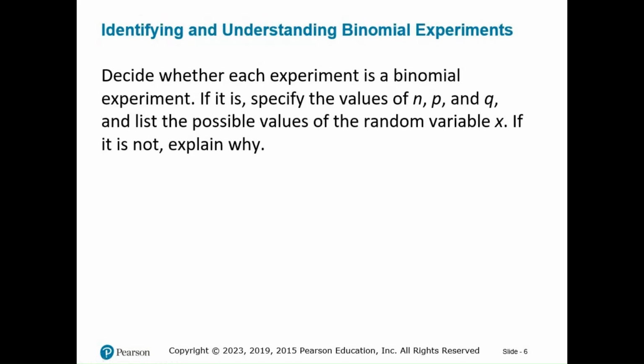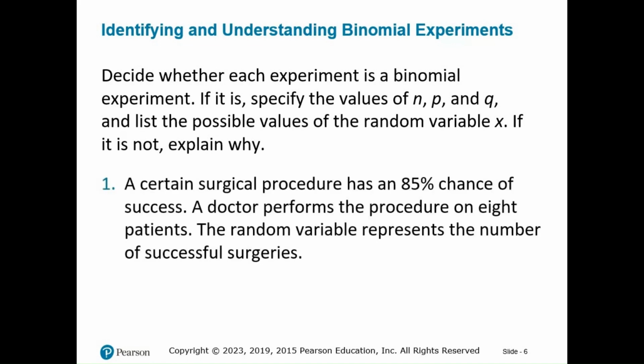Decide whether each experiment is a binomial experiment. If it is, specify the values of n, p, and q, and list the possible values of the random variable x. Number 1. A certain surgical procedure has an 85% chance of success. A doctor performs the procedure on 8 patients. The random variable represents the number of successful surgeries.